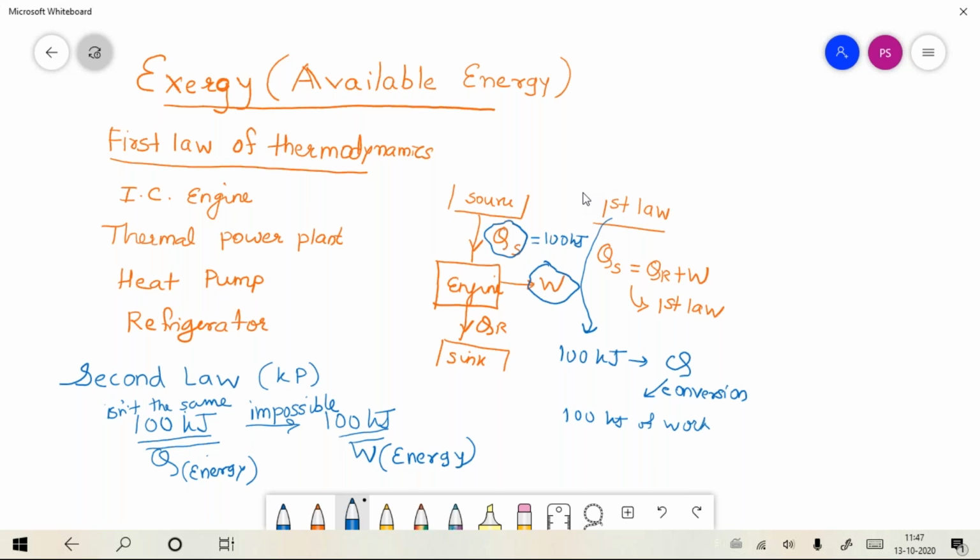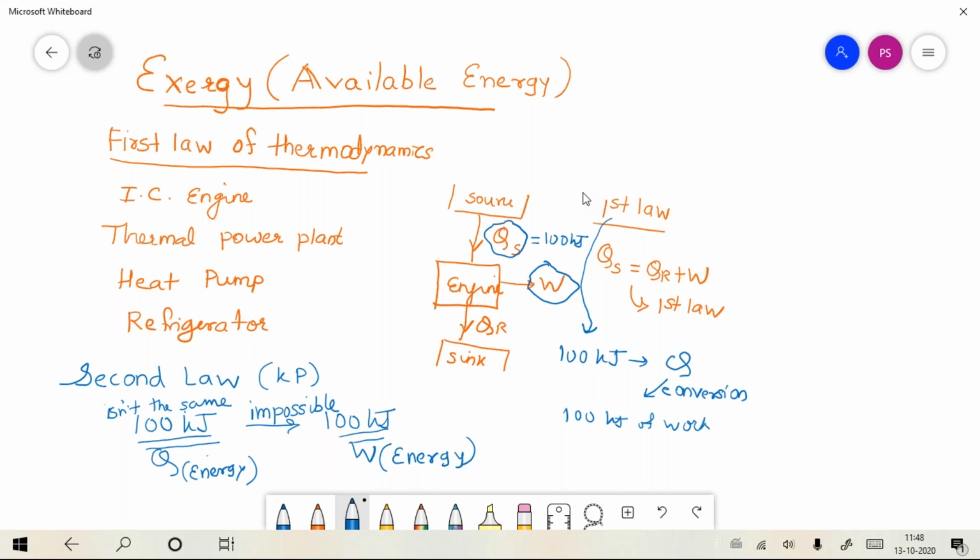From the second law, we can now say that heat is a different quality of energy and work is a different quality of energy. In our example, both have the same quantities: 100 kilojoules of heat and 100 kilojoules of work. However, 100 kilojoules of heat cannot be converted to 100 kilojoules of work, meaning that the energy in the form of heat is of a different quality and energy in the form of work is of a different quality.